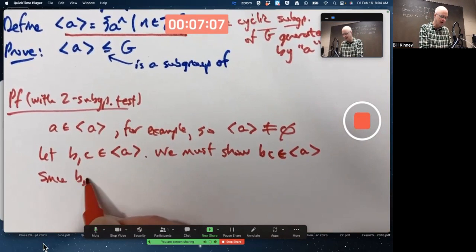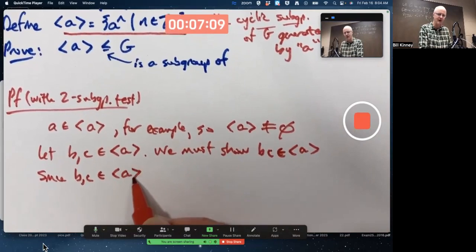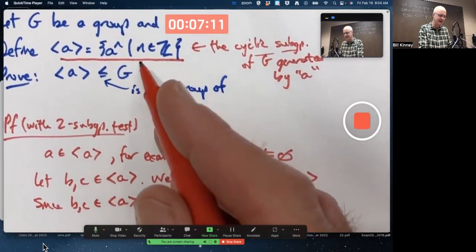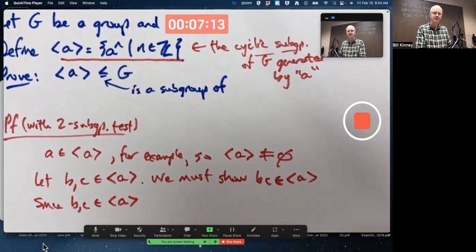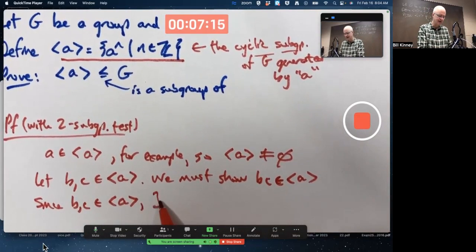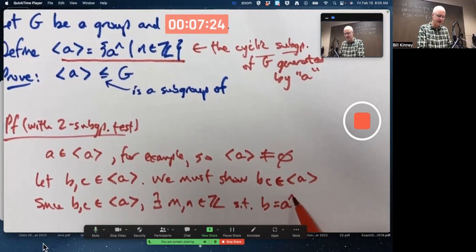Since B and C are in there, they're in this set, what does that mean? What does it mean to be in this set? It means you're a power of A. You can say there exist integers m and n such that B equals A to the m and C equals A to the n.